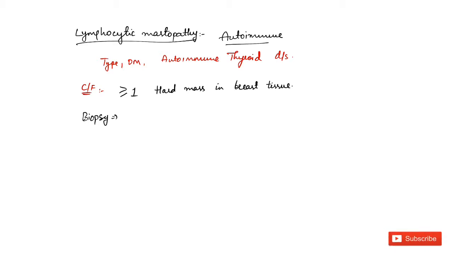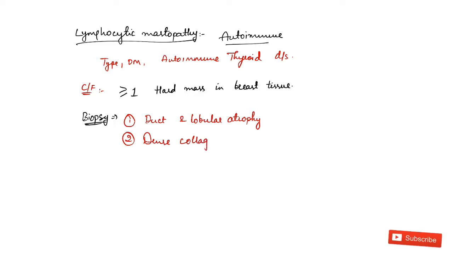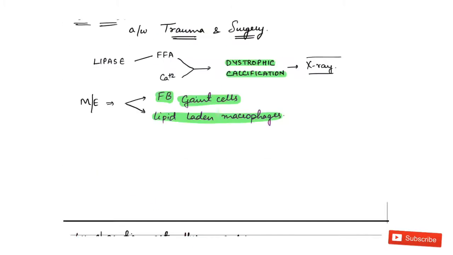On the biopsy slide, we observe mainly 3 points, that is, duct and lobular atrophy. The atrophy of both the ducts and lobules can be appreciated on the biopsy slide, and the collagen would be dense, and there is an infiltration with lymphocytes. So these are the main points you have to remember about lymphocytic mastopathy.